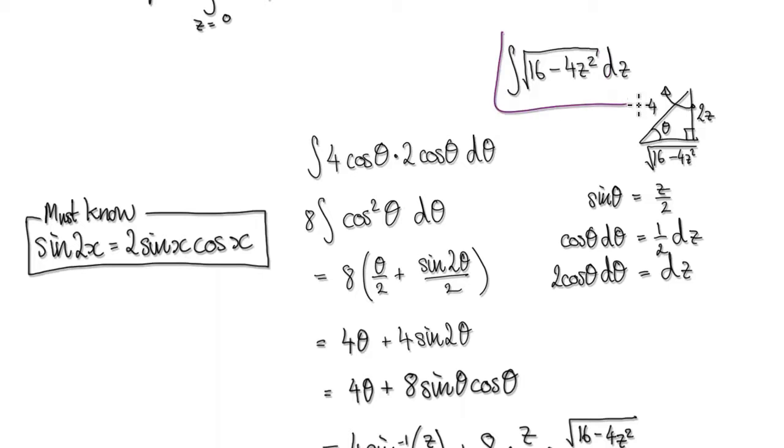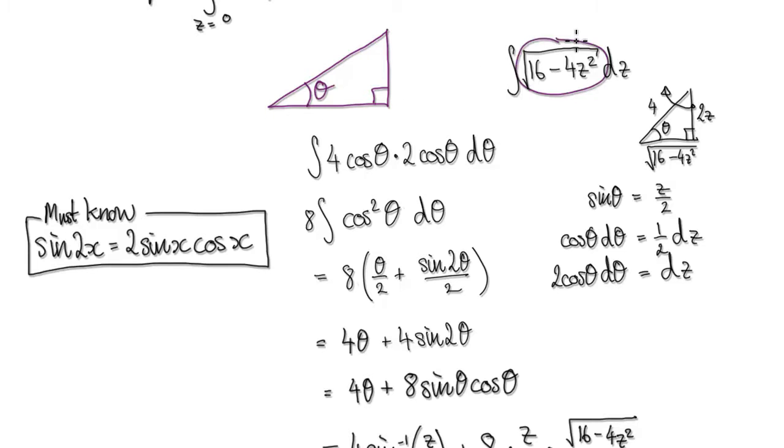So to integrate this, let me just explain this diagram here. You would have to create a triangle in such a way that this thing will be true. So if you make this to be 2z, and if you make this to be 4, then the adjacent will have no choice but to be root 16 minus 4z squared, which is this thing here.